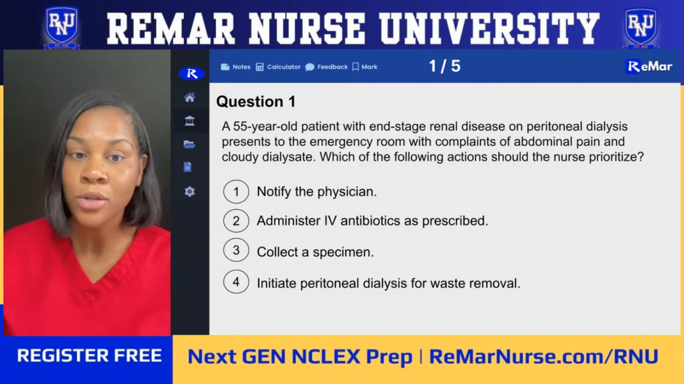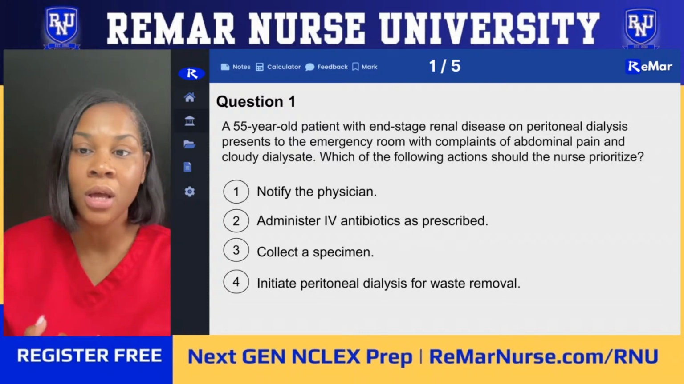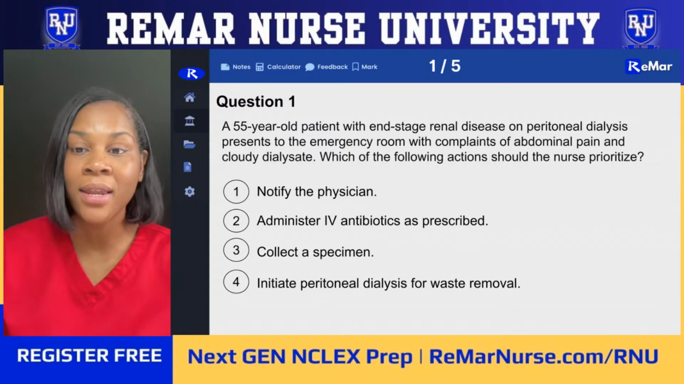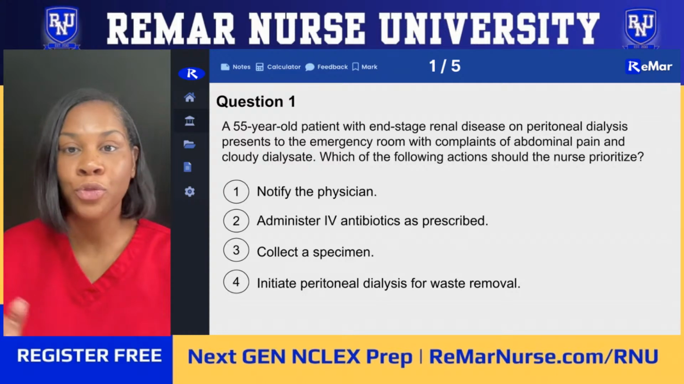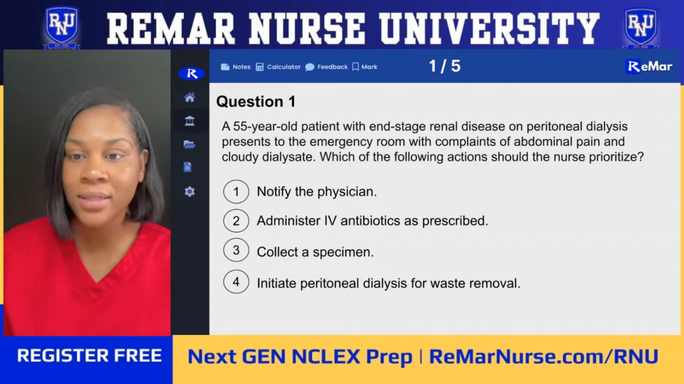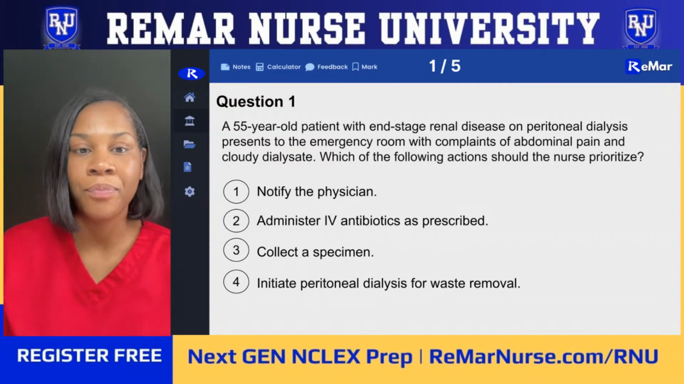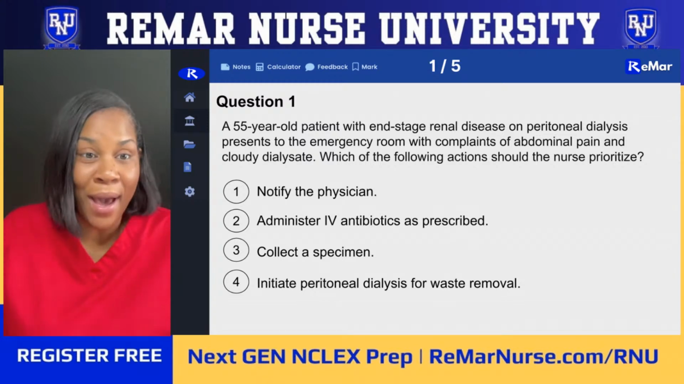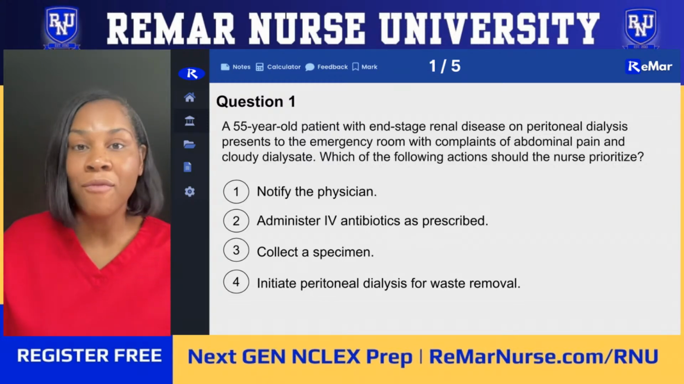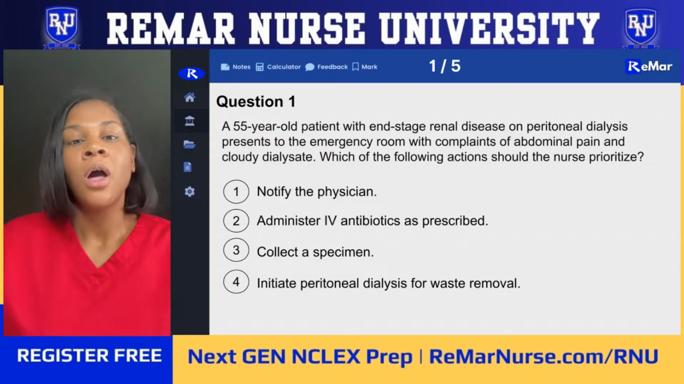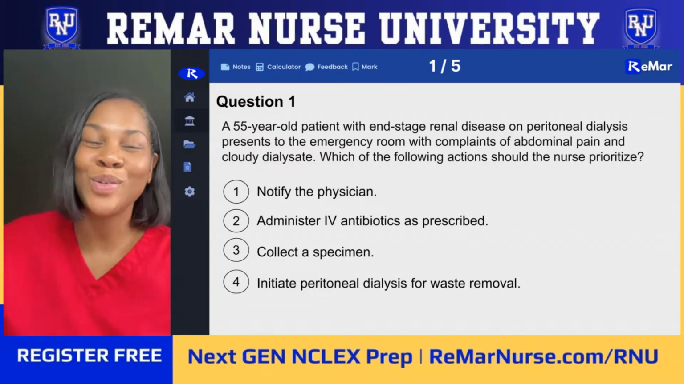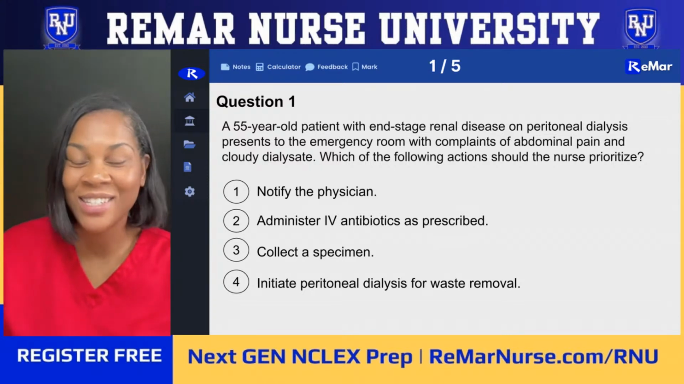Okay, assess. So, number one, notifying the physician, not assessment. Two, administering IV antibiotics, not assessment. Nobody picked four. Three, collecting a specimen, assessment. Because the patient may have what? Peritonitis. What could the peritonitis be caused by? I don't know. All right. So we're going to continue to do this until you get every one of them right.